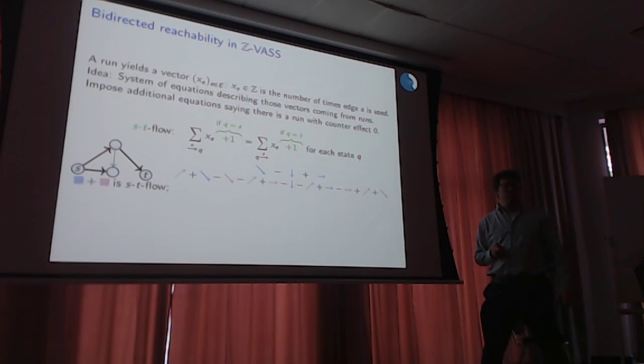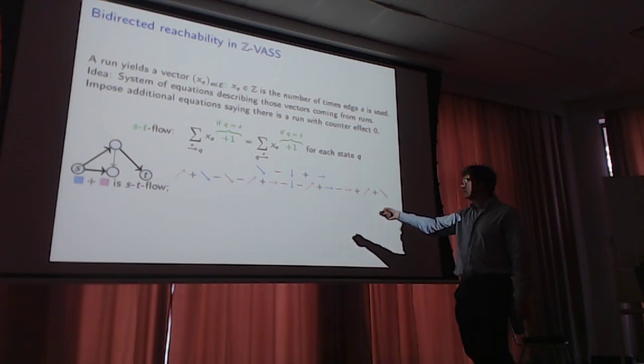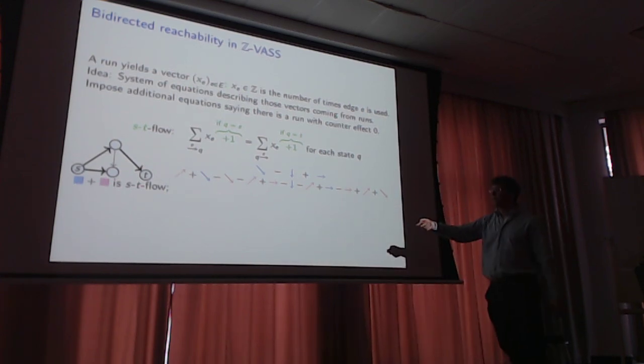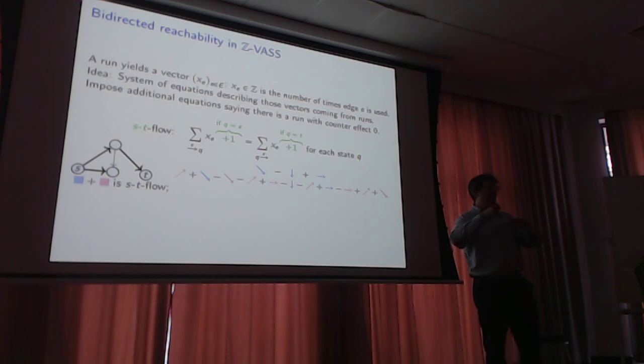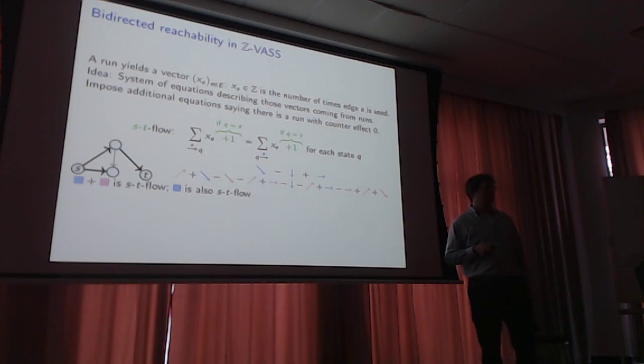Now, look at what we did. If you look at all of these together, that's an ST flow just because it's a path. Every path satisfies the ST flow condition. But by assumption, the blue part is also an ST flow. That means the difference, the red stuff, is a flow.